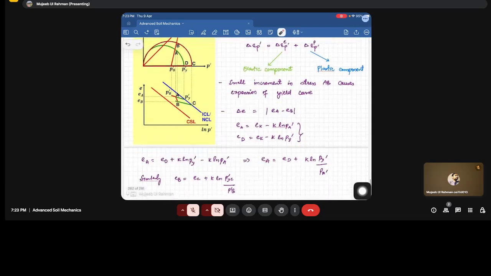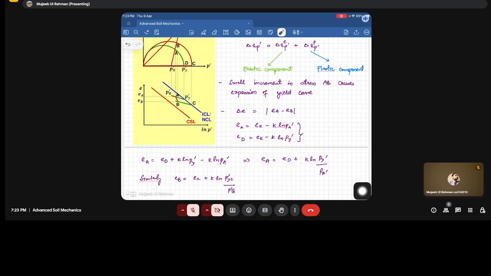Similarly, if we combine these two equations, E kappa is a constant term in both. We can use the equation of E kappa from this and substitute in this. So you will get ED plus K times ln of P dash Y minus kappa times ln of P dash A.